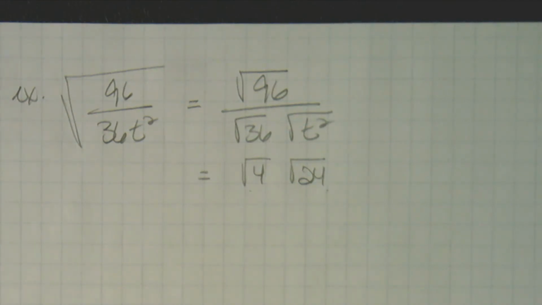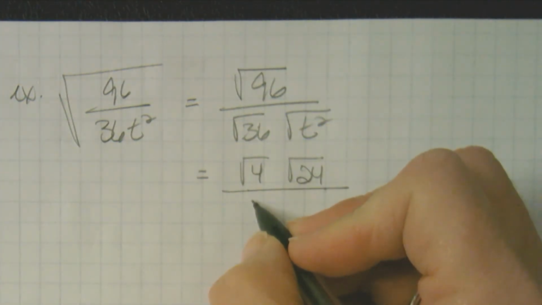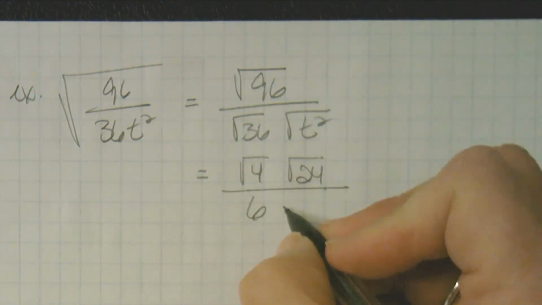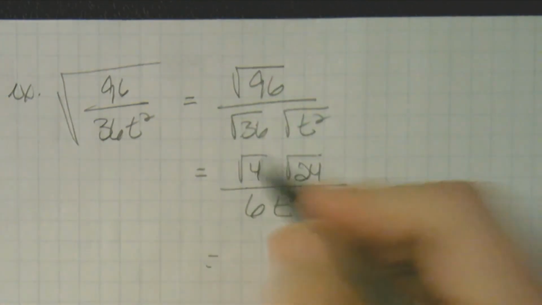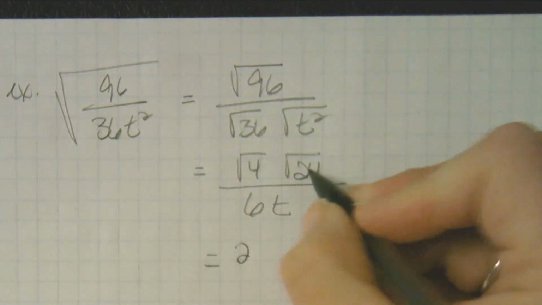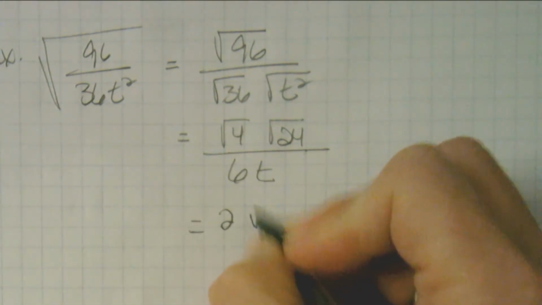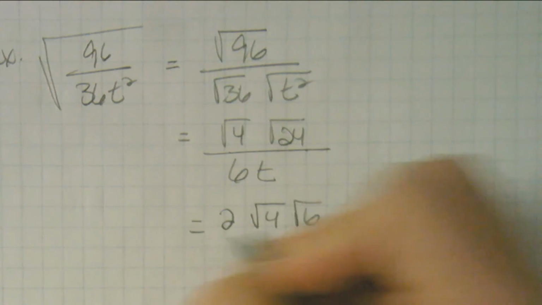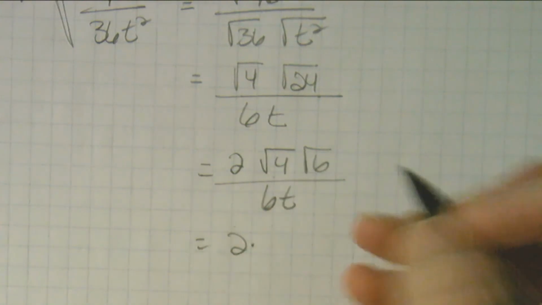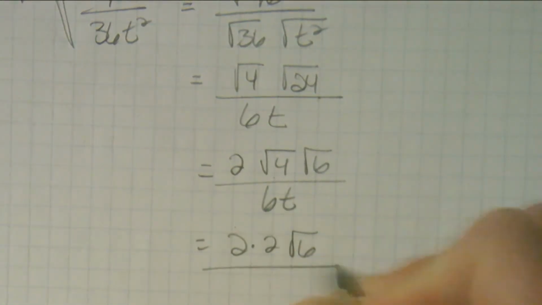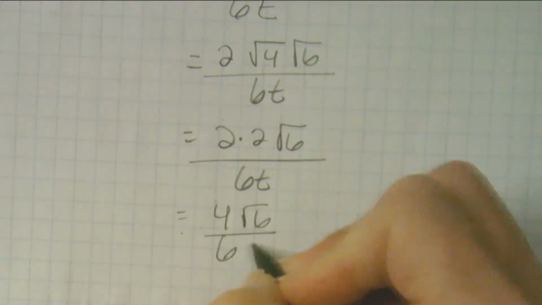All right? Okay. So, what's the square root of 36, Ashton? 6. And then what's the square root of t squared? Excellent. So my denominator is done. So what's the square root of 4? 2. Can 24 be broken up into a perfect square factor? Square root of 4 times, all right, over 6t. So I have 2 times. What's the square root of 4? 2. All right, so I end up with 4 times the square root of 6 over 6t.